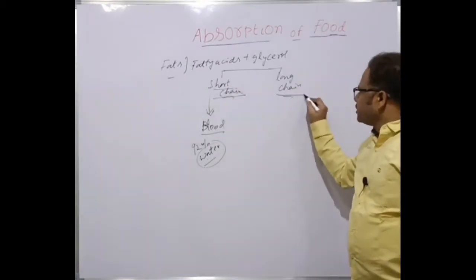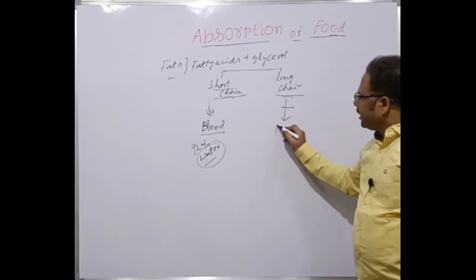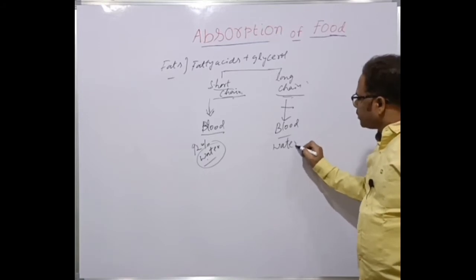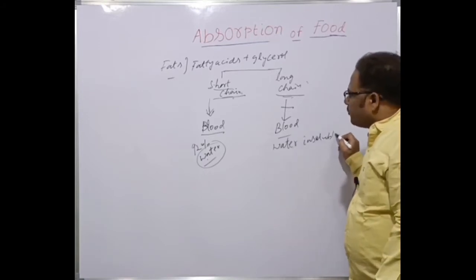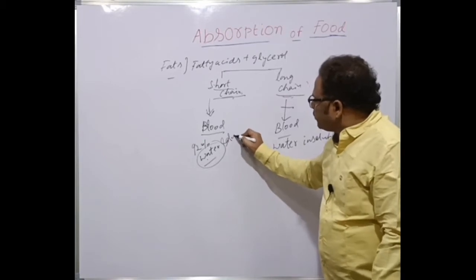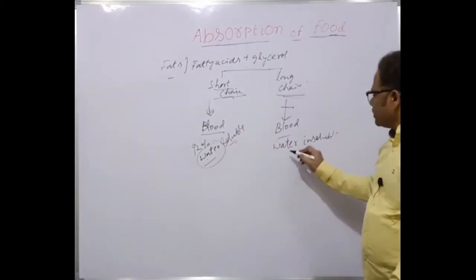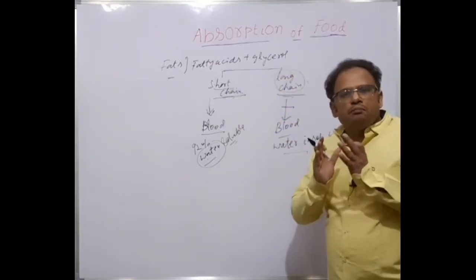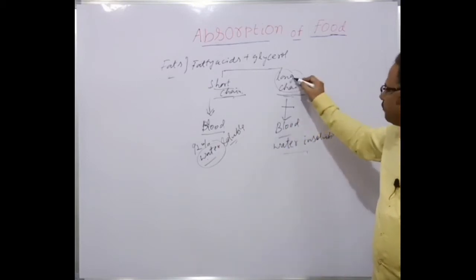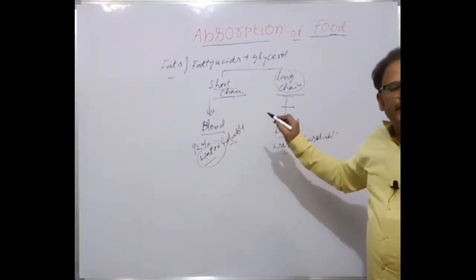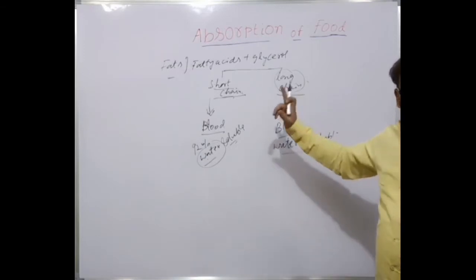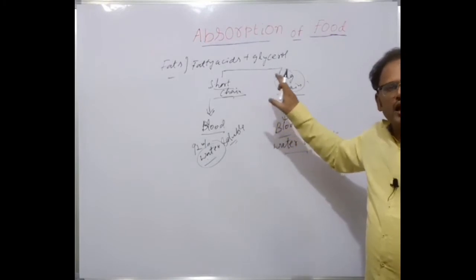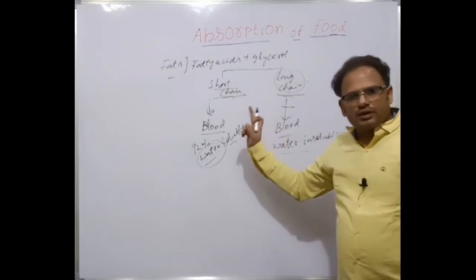But if you take the long chain fatty acids, they cannot be directly absorbed into the blood because they are water insoluble, whereas the blood is water soluble, isn't it? These are water insoluble, but they should be getting absorbed into the blood. So there is a special mechanism by which the long chain fatty acids enter the blood circulation. What is that mechanism? Let's discuss now. What is the precise mechanism by which the long chain fatty acids and glycerol are absorbed into the main blood circulation? That is the present discussion here. Okay.